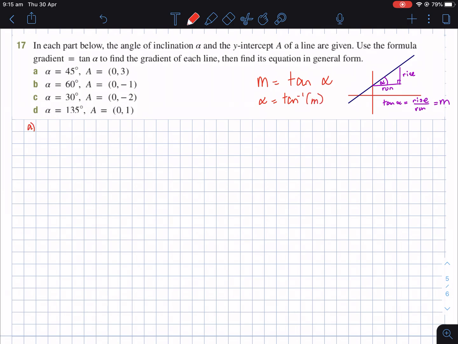So for question A, alpha equals 45 degrees, so the gradient is arctan 45. So the gradient is, what's that, 1. And they've given us, every time you have 0, something, that's the y-intercept. Because if it's 0, 3, then x is 0. And what do we sub in every time we're trying to find the y-intercept? X is 0. So it's 3. So y equals 1x plus 3.